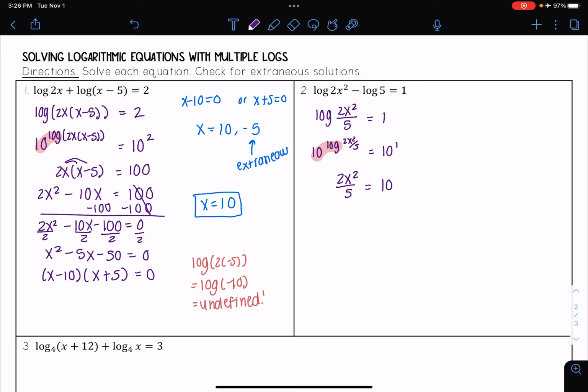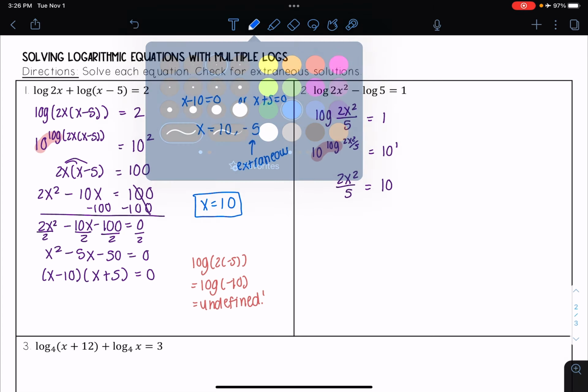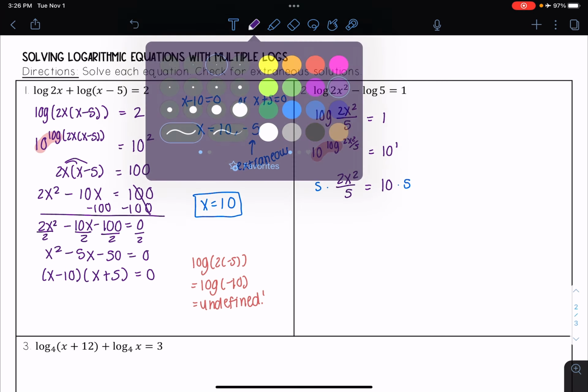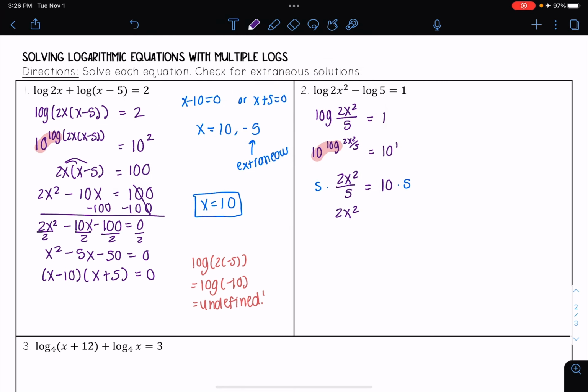And then now I need to solve this, so I can go ahead and multiply both sides by 5 to get rid of divide by 5. And I get 2x squared is equal to 50. Divide by 2, and I get x squared is equal to 25. Take the square root, and I get x is equal to plus or minus 5.